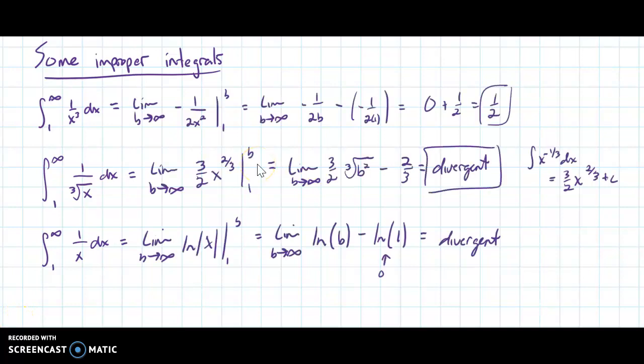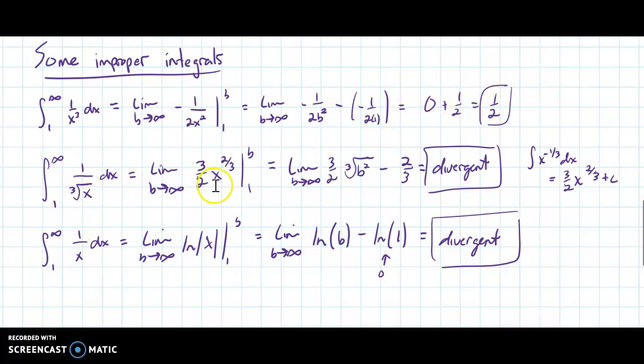Okay, hopefully you got a half for the first one and then divergent for the next two. Why is this one a half? Well, I take 1 over x cubed, integrate it with the power rule, and then do this, and this b, I should have a squared here. That b gets squared in the denominator, which means that I go to 1 over a big number, which goes to 0, minus this, which gives me 0 plus a half.